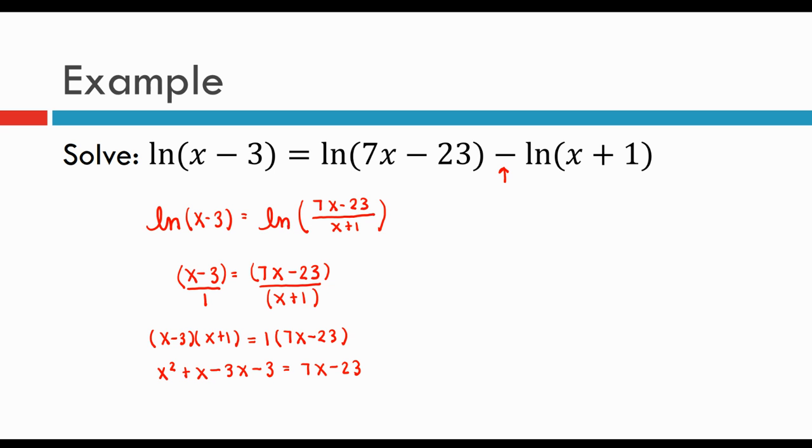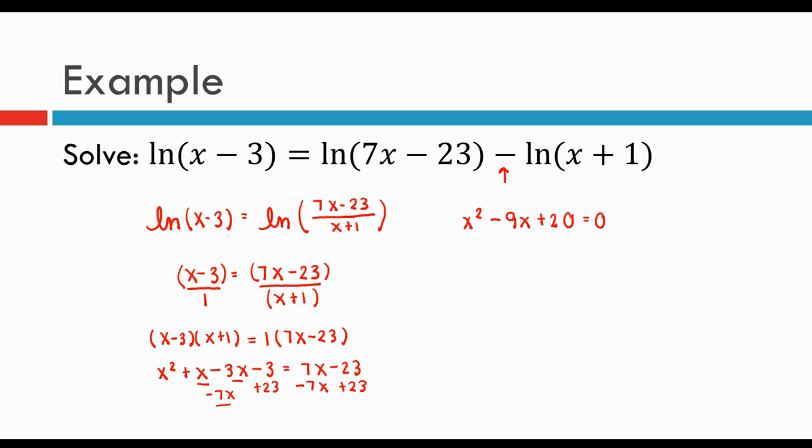I'm going to then move everything to one side. Because there's only one x squared term, I'm going to leave everything on the left. So notice that we've got a couple of like terms to combine, but I also want to subtract the 7x. So there's 3 like terms there. I'm going to add the 23 over. So we should get x squared. Let's see, x minus 3x minus 7x is going to give us a negative 9x. Let me fix that square. And then negative 3 plus 23 is going to be positive 20.